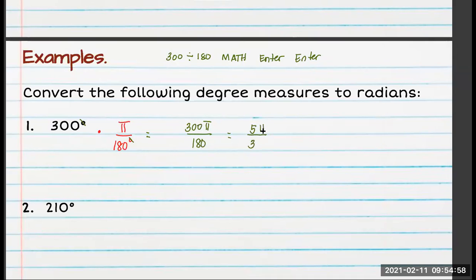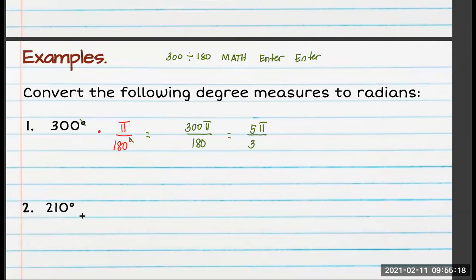Then don't forget to put in the pi. So this would be 5 pi over 3. We want this in fraction form, not decimal. So the 300 over 180 in lowest form.